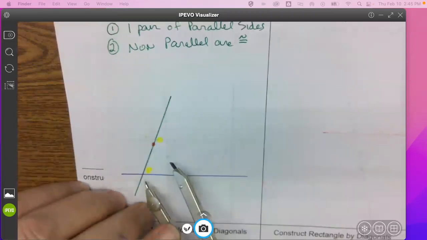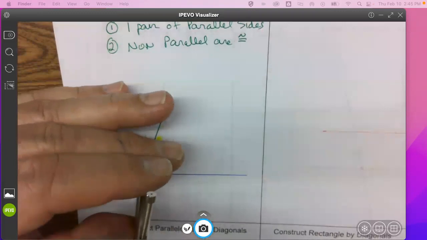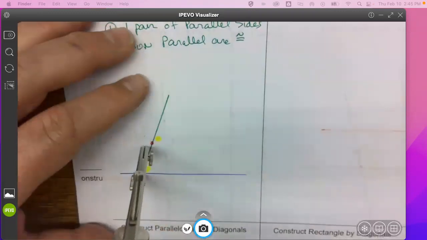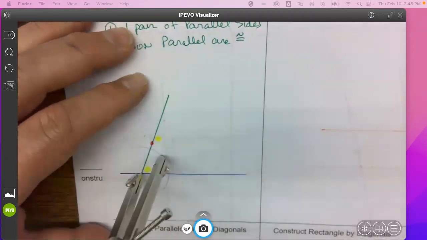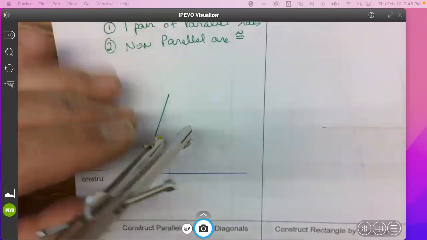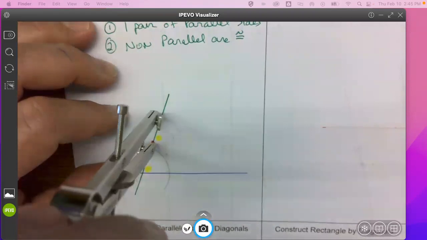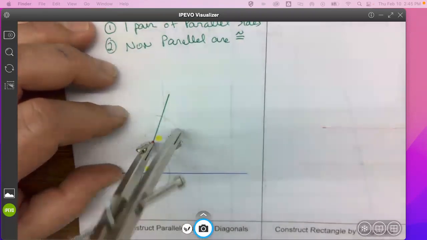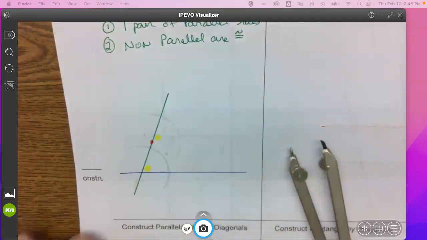I'm going to take my compass and put it right at the intersection of my line and my transversal. Adjust it so it's a little bit below the dot. And make an arc. It's my reference arc. I'm going to pick that up and carry it up to my red dot here. And make another one. Same size. I've got two congruent arcs here.